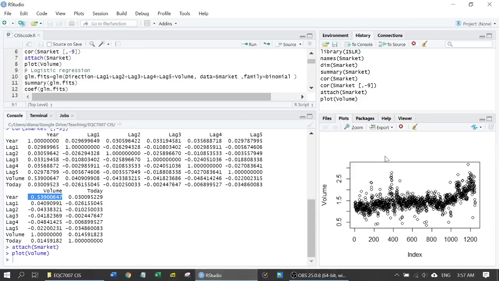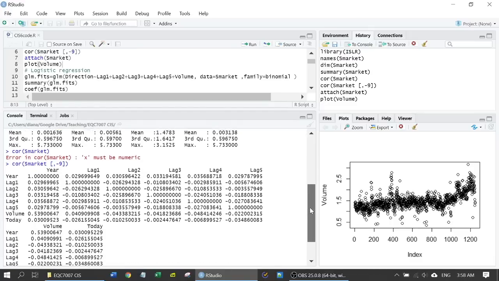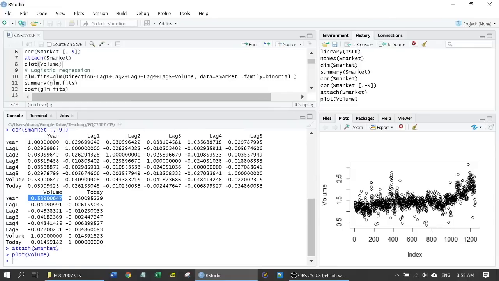As you can see from this plot, from day 1 until day 1250, it is increasing, especially nearly at day 1000. However, we are not particularly interested in looking at this one, because what we want is to use all this information to predict whether the direction will go up or down. Volume might play a role, but that is not our particular interest for now.